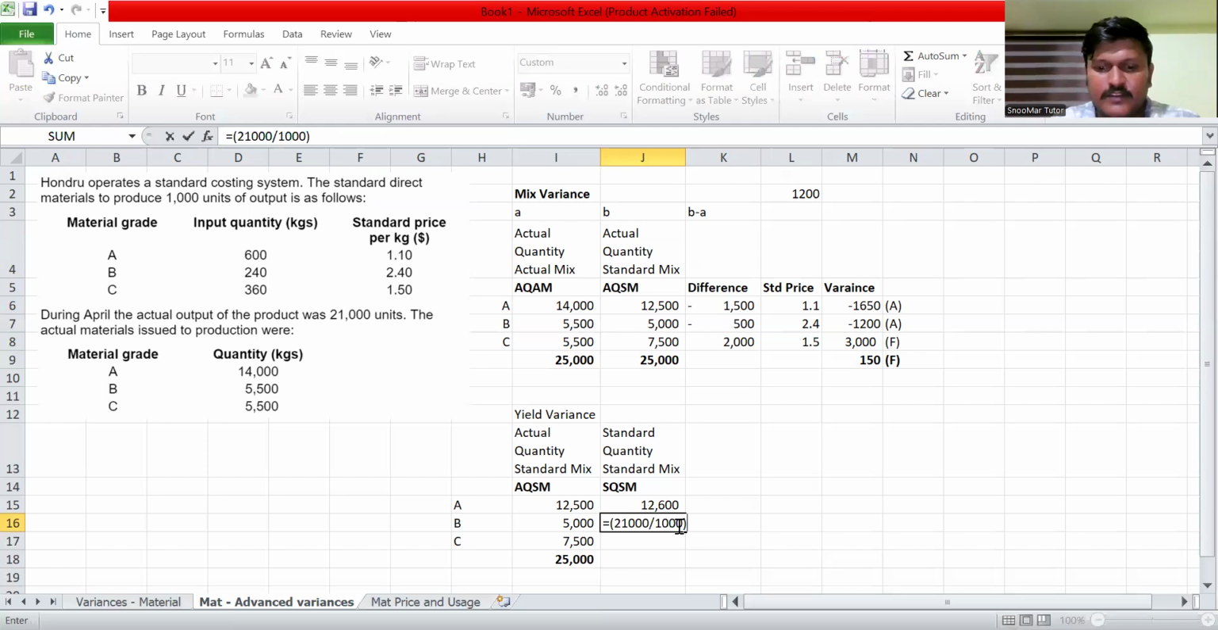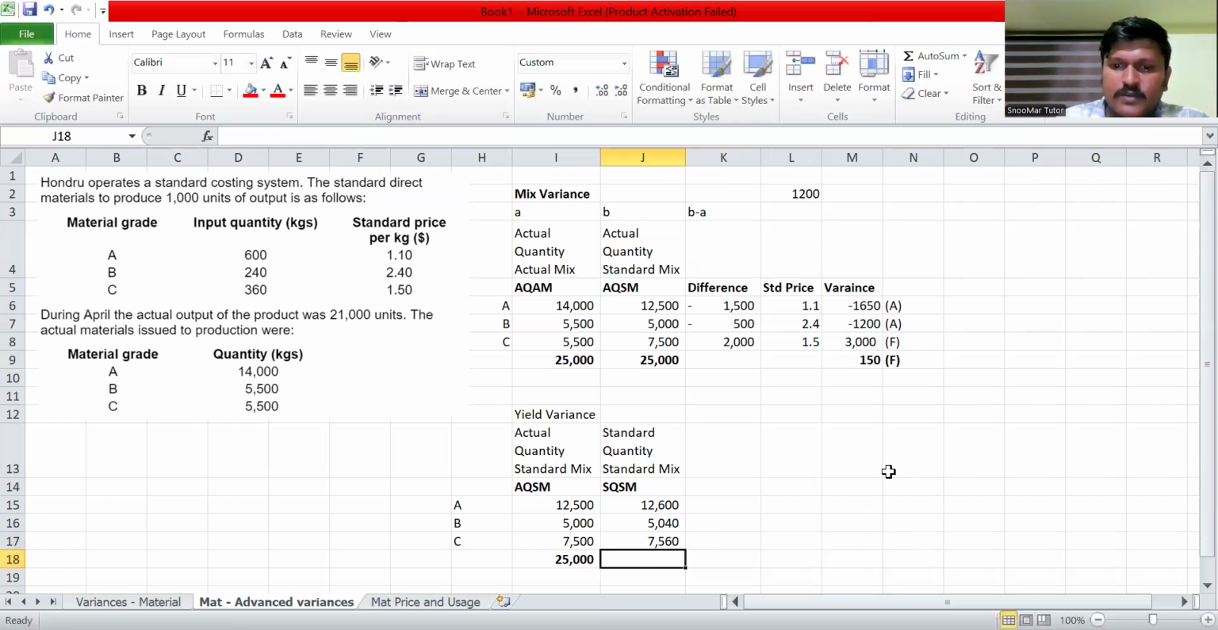As explained in the previous line, multiplied by, for 1000 units I would be using 240. Okay, same case over here. 21,000 divided by 1000, multiplied by 360, which is given over here. So that 360 multiplied, so you will get 7560. Let's total it. This is your SQSM total. So 25,200. Now all the other columns over here will be coming the same way only.